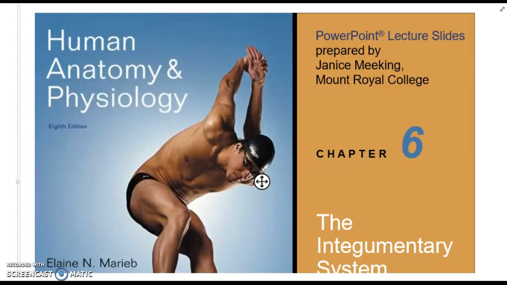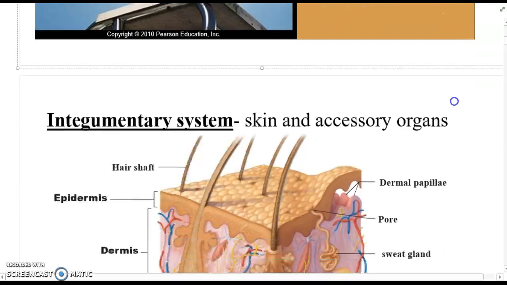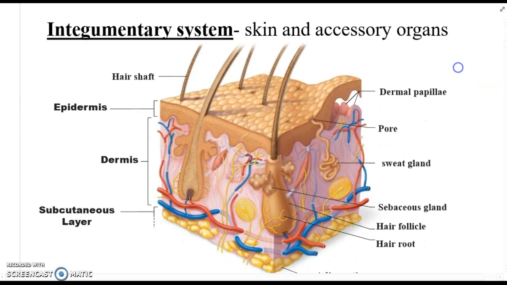Okay, we're going to go ahead and start the integumentary system. So you should have out your notes. What you should know is that for the most part, what we're going to be focusing on is the skin, but there's a few accessory organs as well that we're going to talk about. Here's a cross-section of the skin, and I'm going to highlight the things that you will need to know.